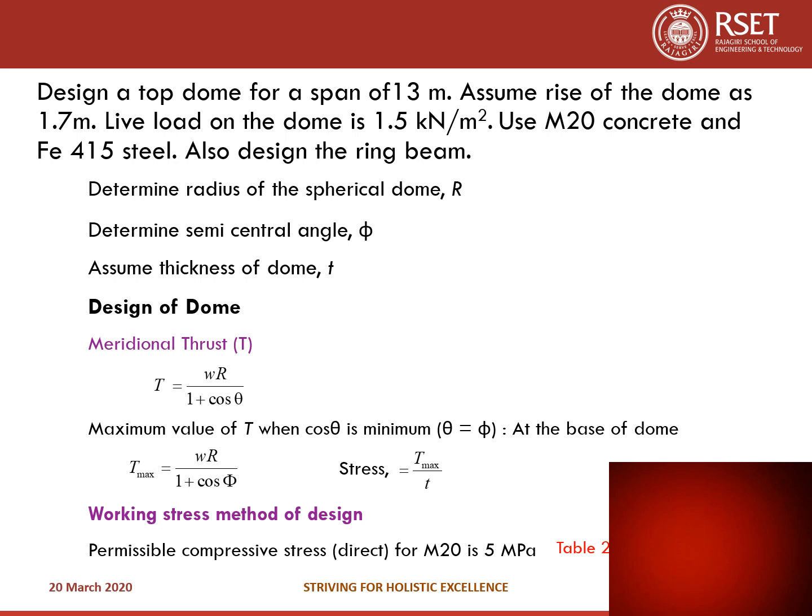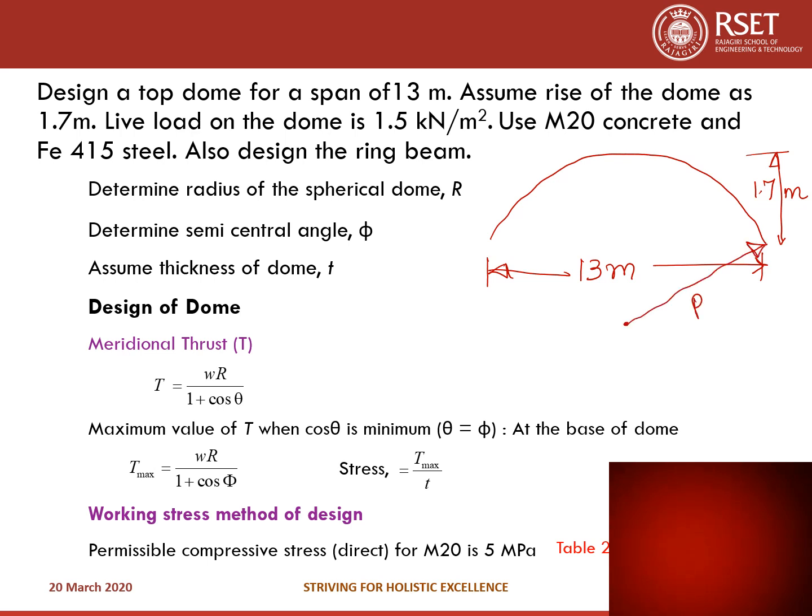The span is given as 13 meters, and the rise of the dome is given as 1.7 meters. First we have to find the radius of the spherical dome. So the radius is not 13 by 2 because the center of the dome is going to be somewhere here. So this distance will be the radius of the dome. Now to find the radius of the dome, we have to use the Pythagoras theorem. Now you look at this distance is also the radius.